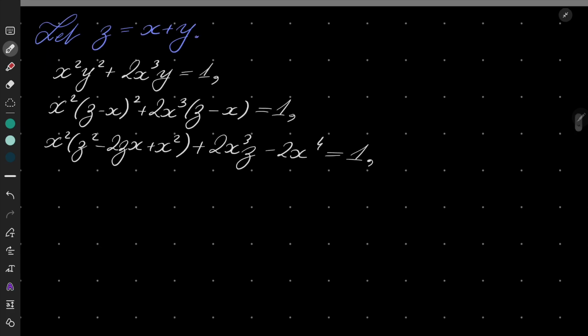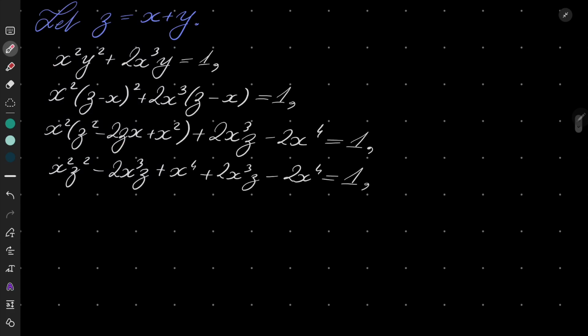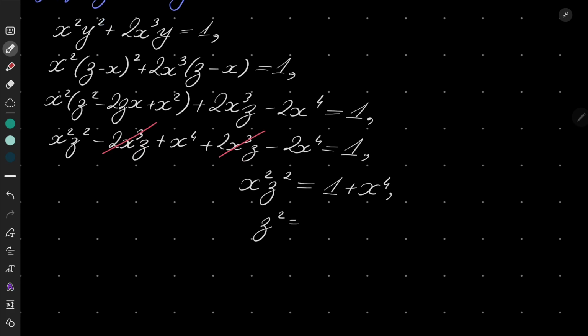Very nice. And now we have what exactly? Let's write it. So we have x squared z squared minus 2 times x cubed z plus x to the fourth power plus 2x cubed z minus 2x to the fourth power equals 1. And now let's notice the nice fact that this and this vanish. And moreover, here we have x to the fourth power minus x to the fourth power, so we can write it in the following way: x squared z squared equals 1 plus x to the fourth power. And since we are dealing with positive numbers, we can safely divide by x squared. Okay. That's a simple relation between z and x.